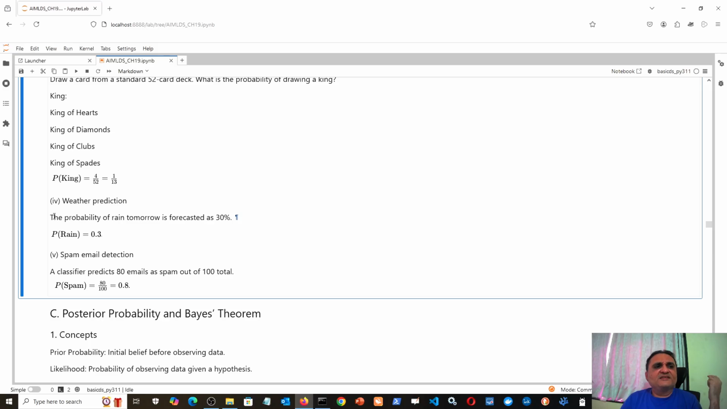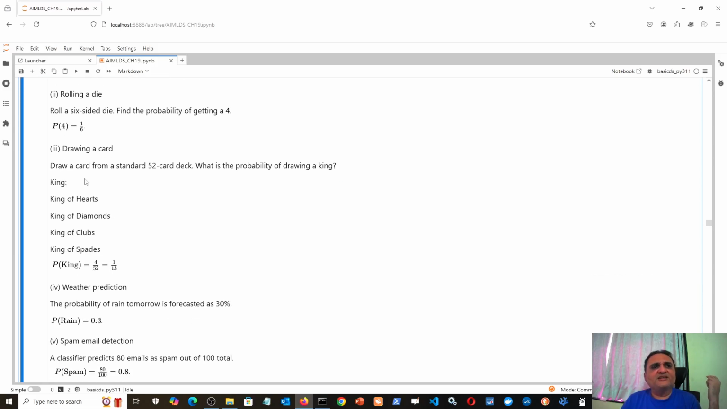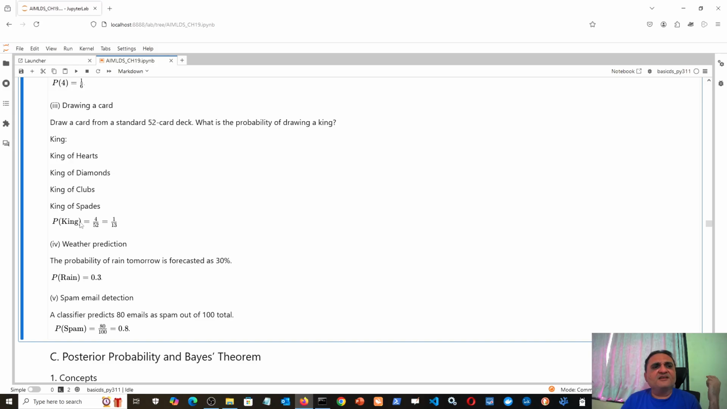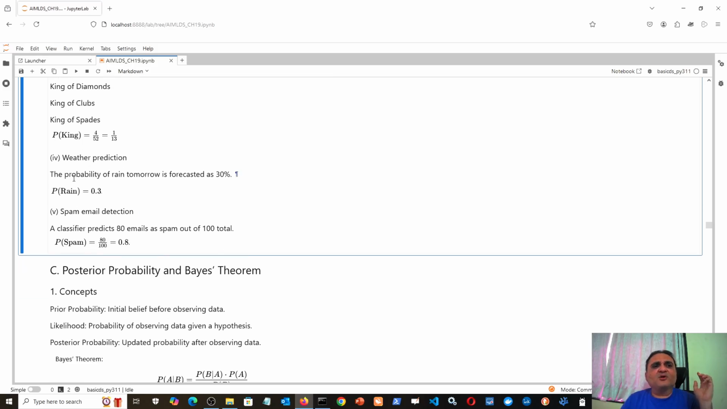Now, another example. This is how probabilities are written. Probability of heads, so P heads. Probability of getting 4 while rolling a die, so P4. Probability of getting a king while drawing any random card from a set of 52 cards, so that is P king. Similarly, if someone says that the probability of rain tomorrow is forecasted as 30%, how will you write it? Then you will write that P rain equals 0.30.